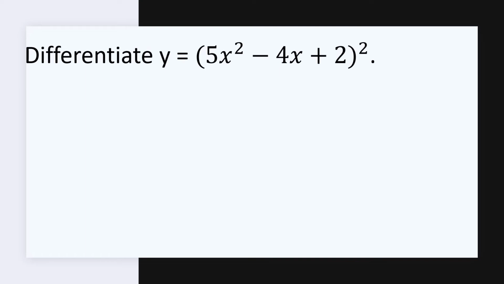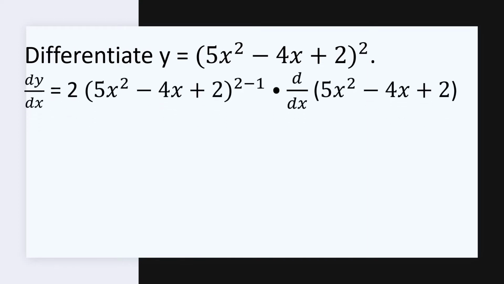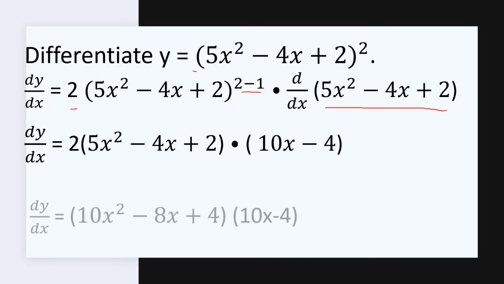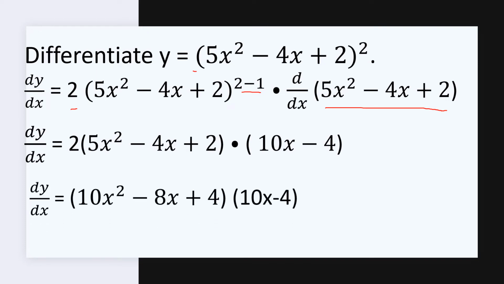Differentiate y equals (5x squared minus 4x plus 2) raised to the power of 2. So the 2 times 1 here, we have 2. Minus 1, the exponent, then get the derivative of the function. Derivative of 5x squared minus 4x plus 2: 10x minus 4, correct. Multiply gives us 2 times (5x squared minus 4x plus 2) times (10x minus 4). That's it.